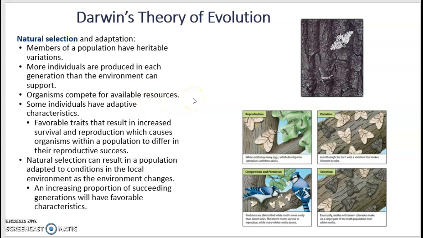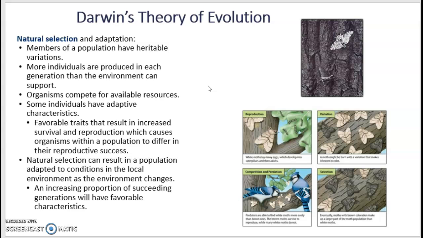Darwin came up with a theory of natural selection. I hope you've all watched the video already that I assigned on Monday about Darwin and natural selection. So I'm just going to hit on some of the basics here. So Darwin came up with the theory of natural selection, and it says that members of a population have heritable variation, meaning that in a population there are differences between all the individuals.